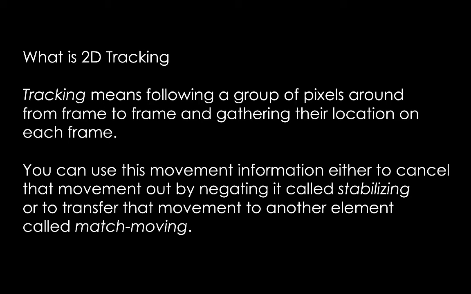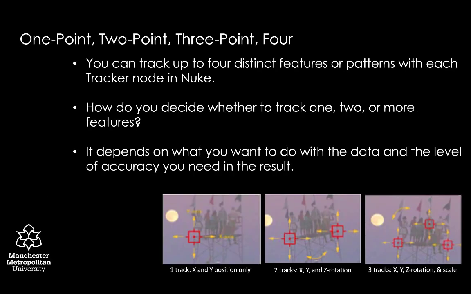So 2D tracking means following a group of pixels around from frame to frame and gathering the location on each frame. You can use 2D tracking for either stabilizing the footage or match moving the footage as well. So that's the main purpose of 2D tracking.